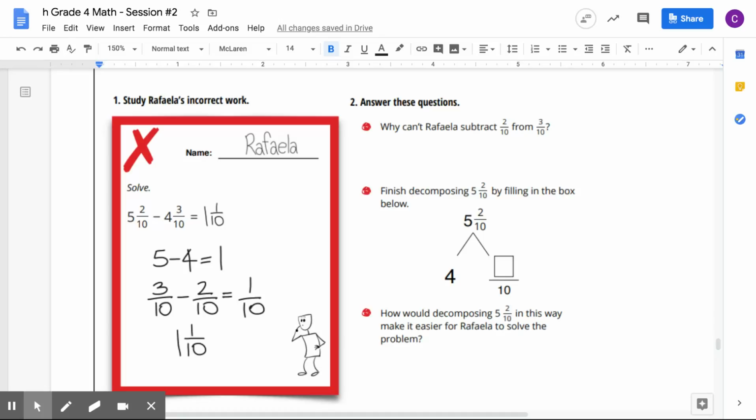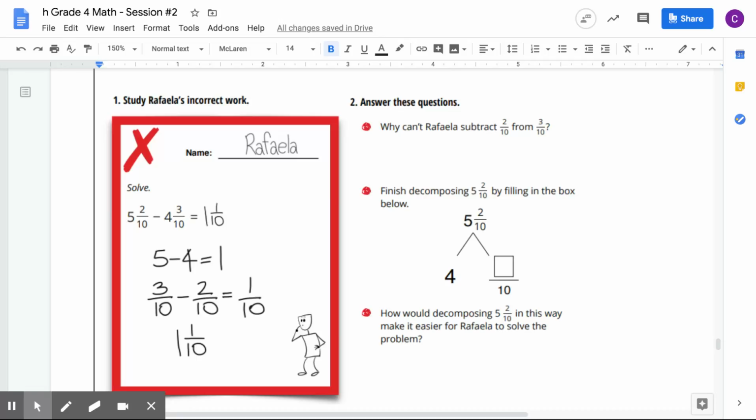It says finish decomposing 5 and 2/10 by filling in the box. So let's go back to our fraction model. We have 5 and 2/10 here. And the student broke it into 4. So we have 5 and 2/10. We have 4, which is 1, 2, 3, 4.